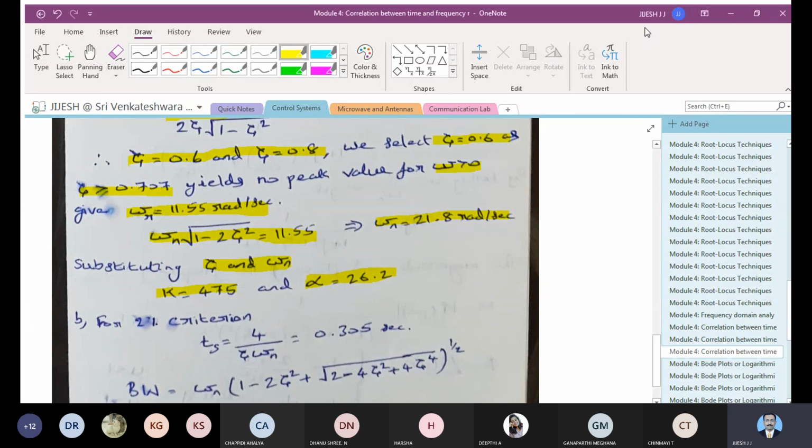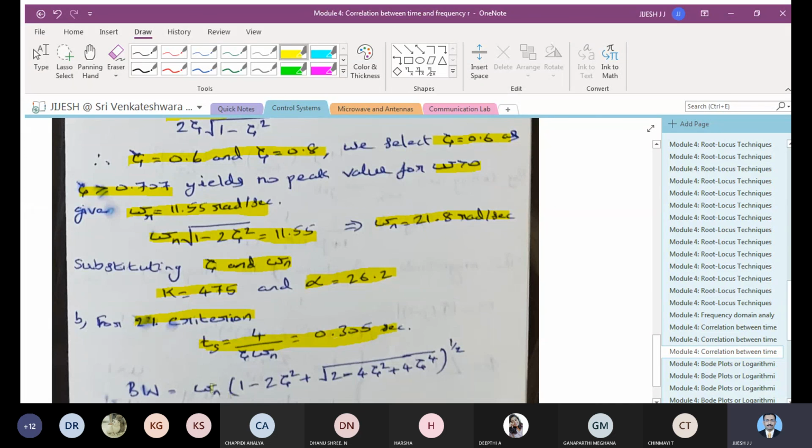After that, in the problem, they have asked you to find out the settling time. For the 2% criterion, the settling time equation we have studied in module 3. For a second order system, settling time is 4 divided by zeta omega n. You need to use that equation. When you substitute the values of omega and zeta, you will get 0.305 seconds.